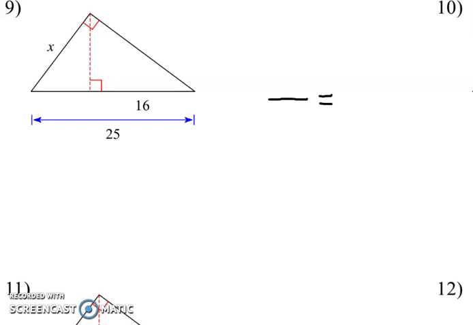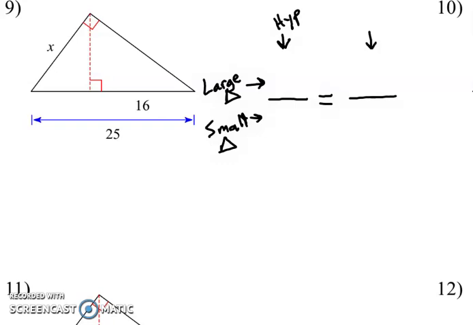So as I set up my proportion, one fraction equals another fraction, I've got to decide what's on the top. I'm going to call this the large triangle. That's always going to be in my numerator. And I'm going to call it the smallest triangle. That's always going to be in the denominator. And then the 2 parts of those triangles that I've been given, one of them was the hypotenuse, and the other one was the short leg. Okay, so now it's just a matter of plugging those values in.